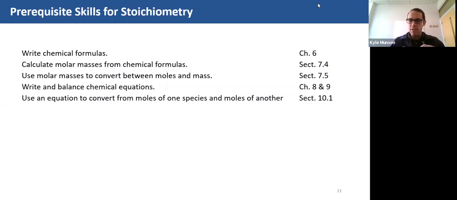So I think my list here is accurate. If not, you can reach out to me and let me know if these sections are wrong. But these are all things that we talked about in the last few chapters. So if you're having trouble with any of these concepts, go back and review them, because they're going to be really important here and moving forward in this chapter.